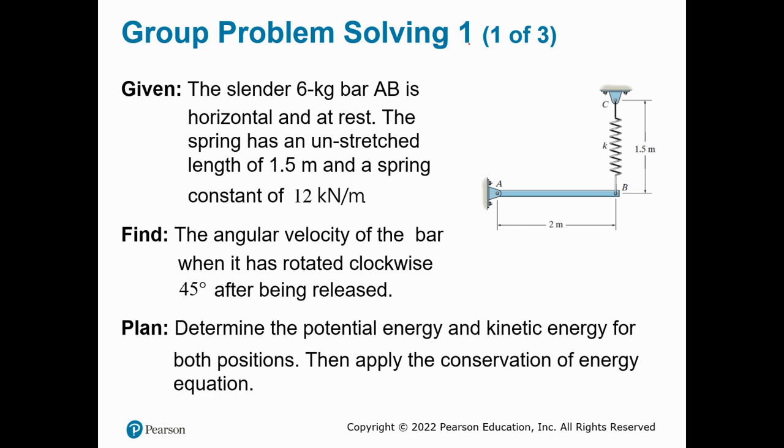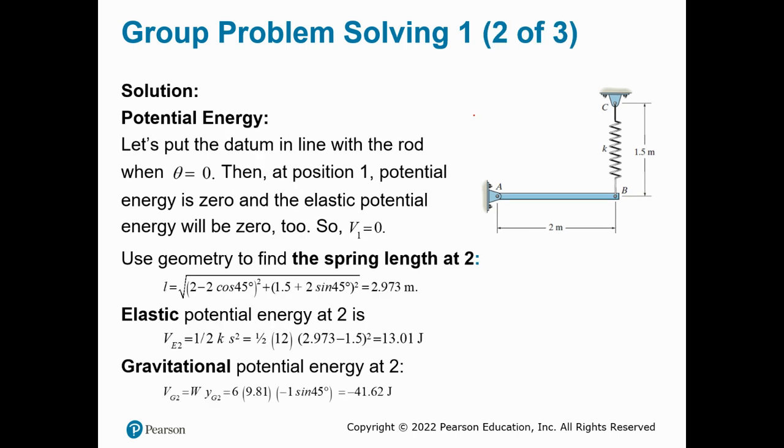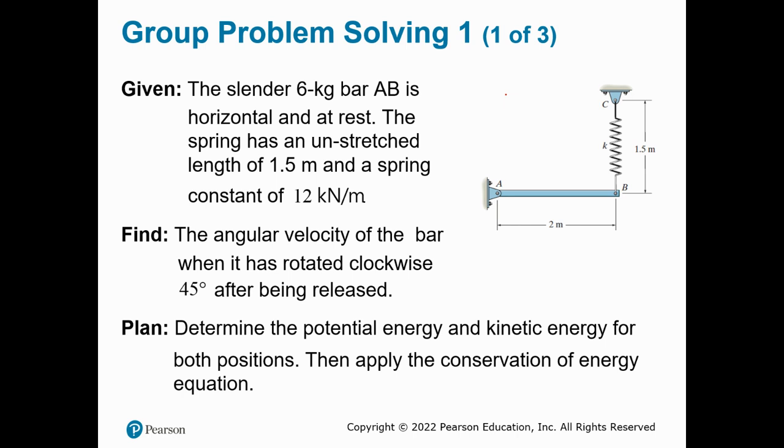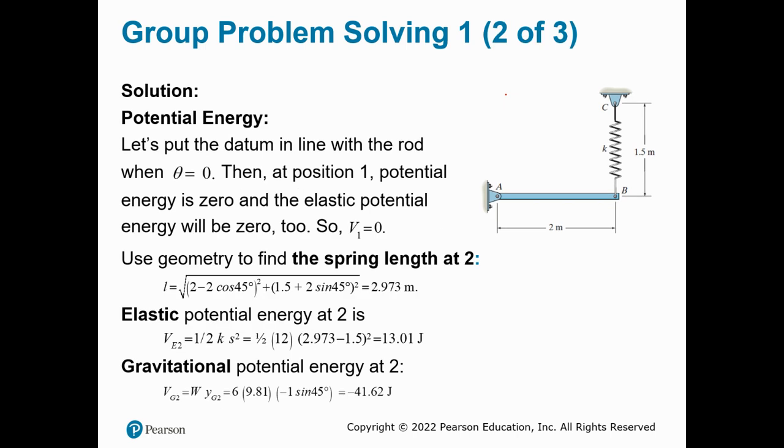Next problem right here, we have this cylinder and a 6 kilogram bar AB, horizontally at rest, and the spring is unstretched. Length of 1.5 meters, and the spring constant 12 kilonewton per meter. We're looking for the angular velocity of the bar when it has rotated clockwise 45 degree after being released. So same thing, if we keep our initial position, at position 1 the gravitational potential energy is 0 and the elastic potential energy is 0 as well.